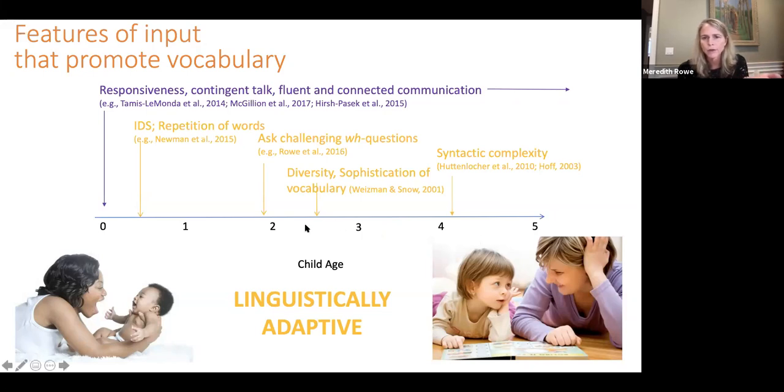Whereas, you know, jump up to 30 months and Catherine's work with Tahava Wiseman has shown, and others, that here what you actually don't want is repetition. What you really want is diversity and sophistication, right? So the qualities of the linguistic nature of the speech vary as children get older. And I'm just going to give you a couple more examples here.